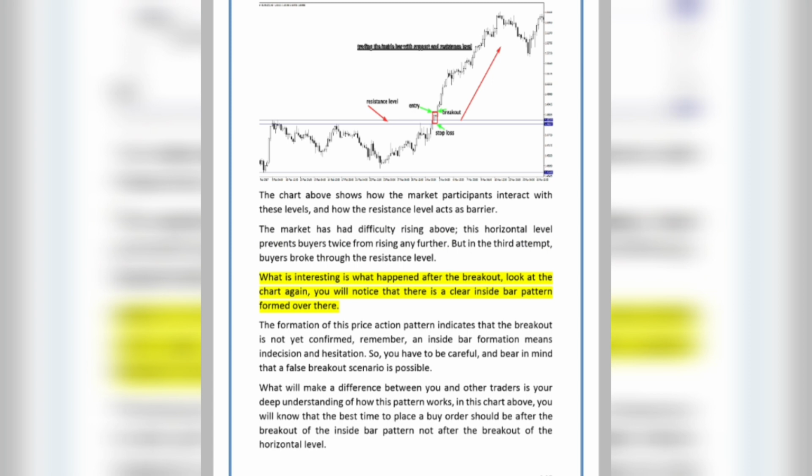You will notice that there is a clear inside bar pattern formed over there. The formation of this price action pattern indicates that the breakout is not yet confirmed. Remember, an inside bar formation means indecision and hesitation. So, you have to be careful and bear in mind that a false breakout scenario is possible. What will make a difference between you and other traders is your deep understanding of how this pattern works. In this chart above, you will know that the best time to place a buy order should be after the breakout of the inside bar pattern, not after the breakout of the horizontal level.